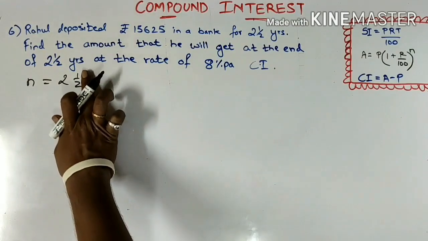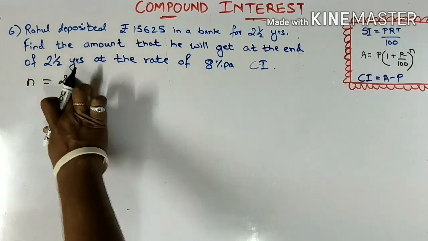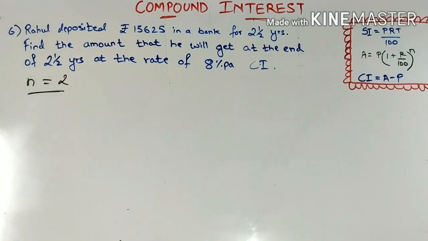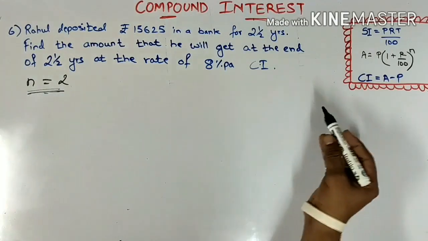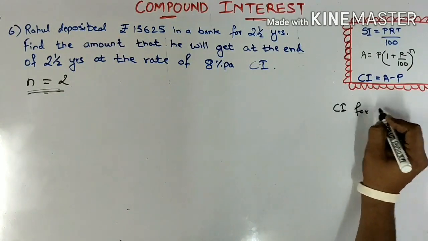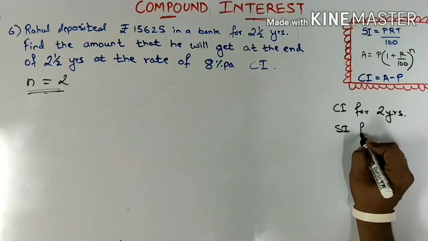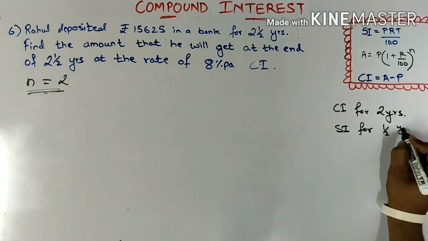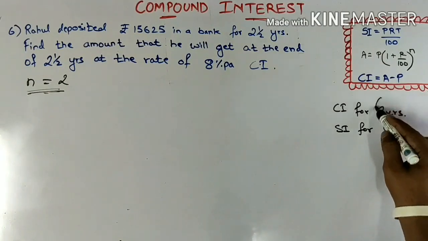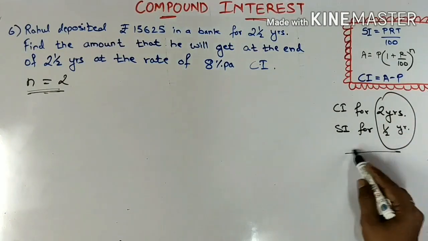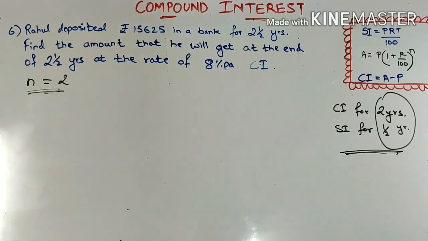So we'll first find compound interest or the amount for 2 years, and for the remaining half year we'll find the simple interest per year. Okay, so first I'll find compound interest for 2 years, and then I'll find simple interest for half a year. Together will give me the total interest at the end of 2.5 years. Is that clear?